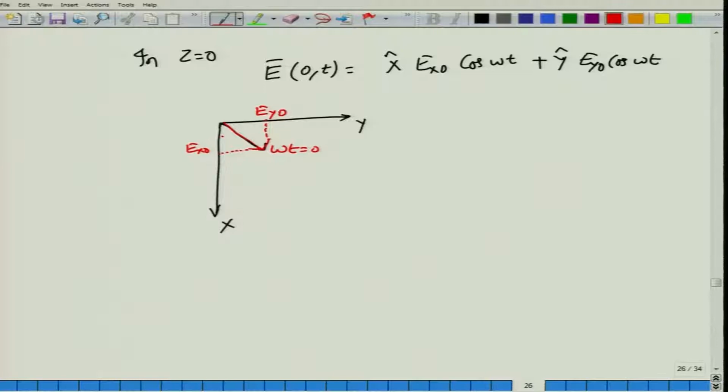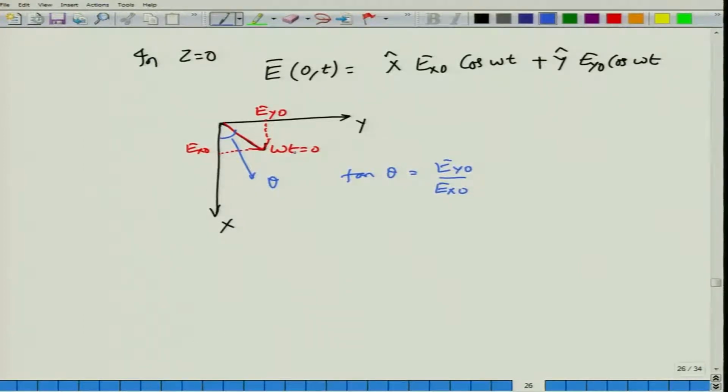The angle that this vector makes initially, at omega t equal to 0, with respect to the x axis, we denote by theta. This angle is given by tan theta equal to Ey0 by Ex0. Of course, tan theta will be equal to 1 and theta will be 45 degrees when the amplitudes of both Ex and Ey components are the same. If they are not equal, then the angle will not be the same. Now tan theta is so and so.